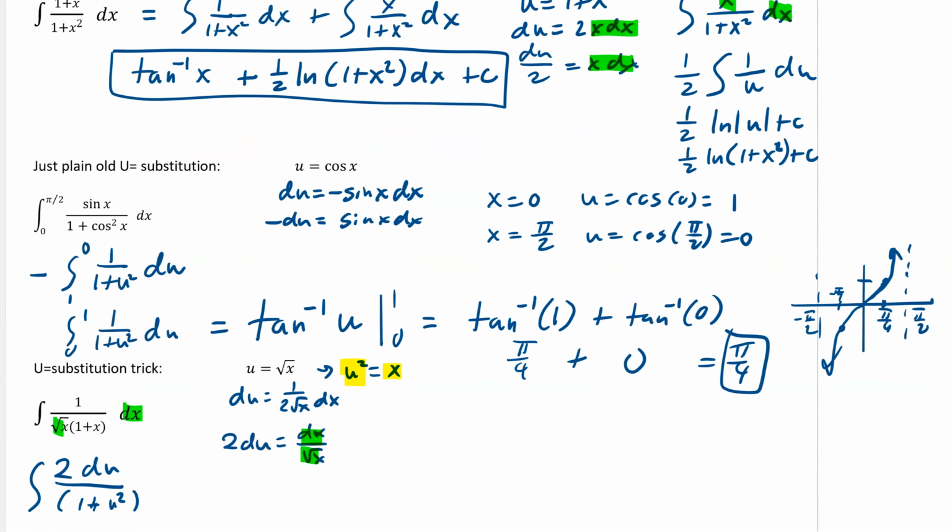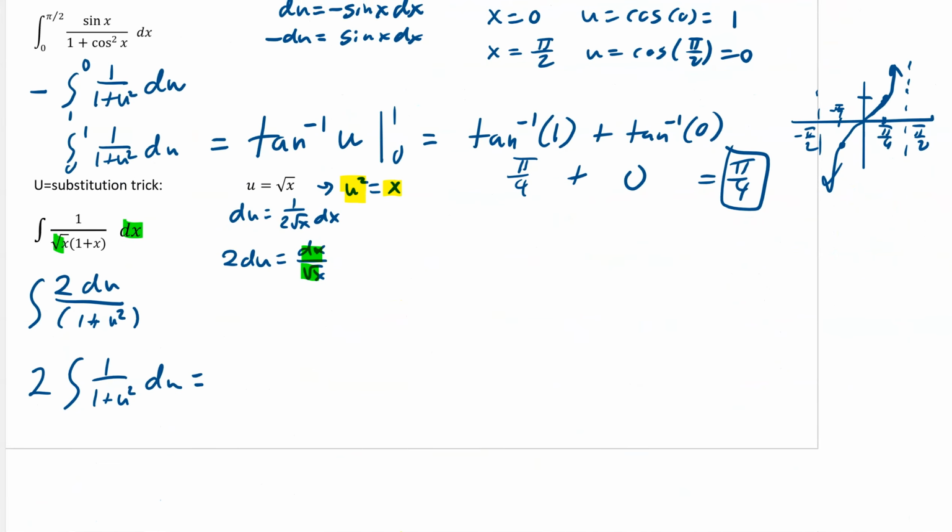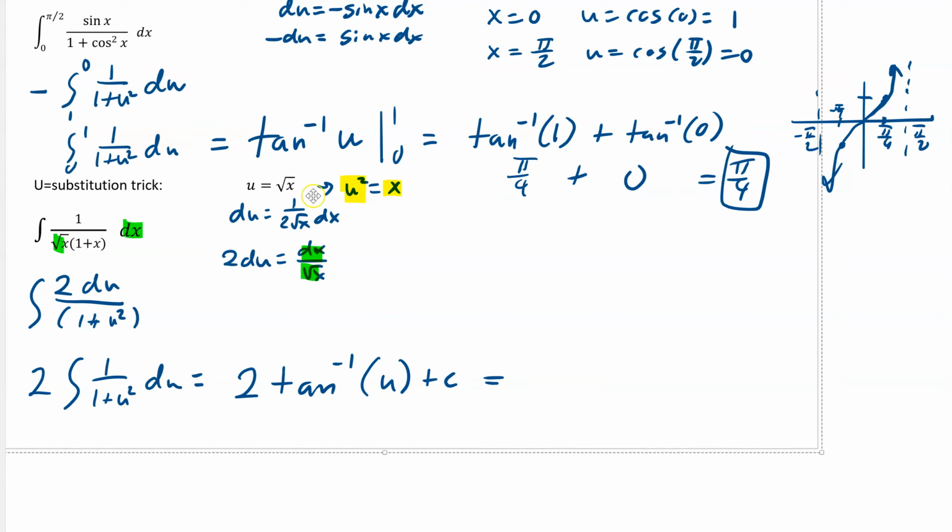We go back up. And that was our inverse tangent. So this becomes 2 inverse tangent of u plus c. And then we go back up and we say, well, u is rad x. I plug that in. So 2 inverse tangent of radical x plus c.